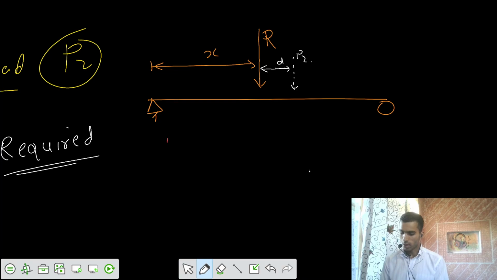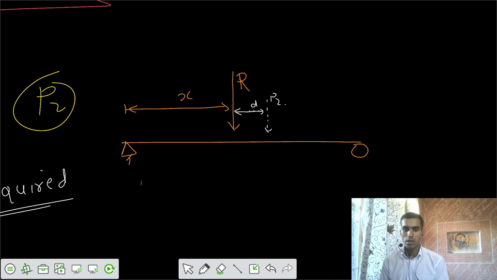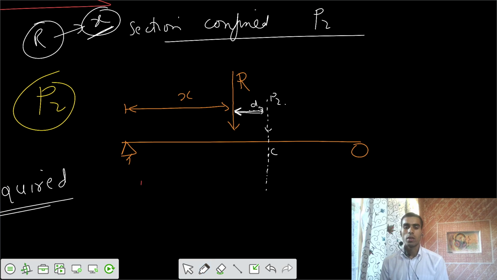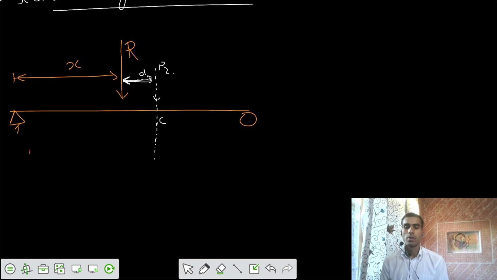Under that particular load, our section is confined to point load P2. Once we get the value of R, at a distance of X, and you add D, then our section C becomes this one. So under this load P2, we want to find the value of bending moment.